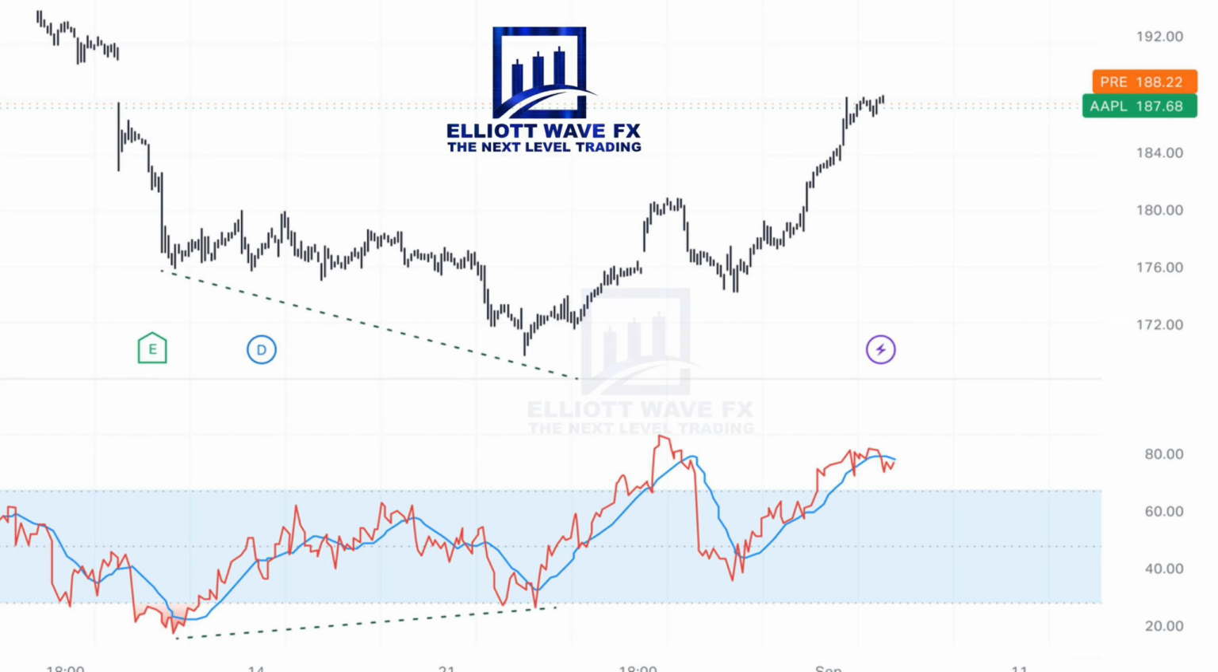Hidden divergence, trend continuation signal. Hidden bullish divergence, seen in an uptrend during a pullback. The price makes a higher low, but the RSI makes a lower low. This reinforces the strength of the existing uptrend, indicating the pullback is likely over and the trend will continue upward.